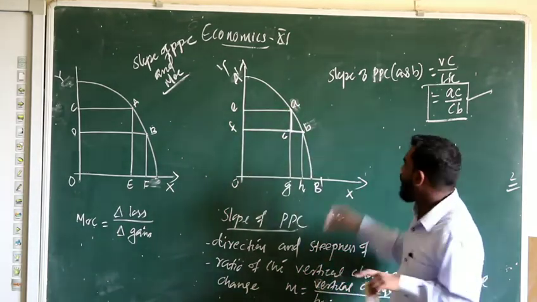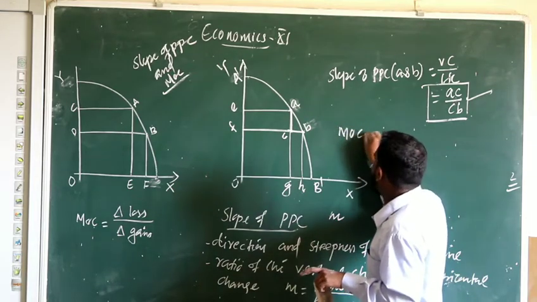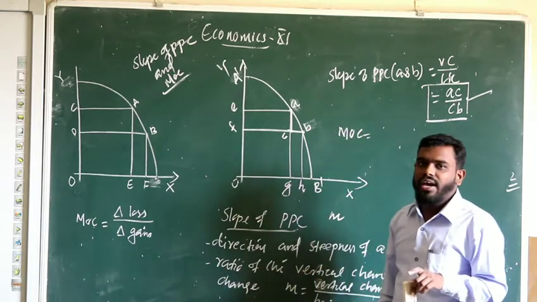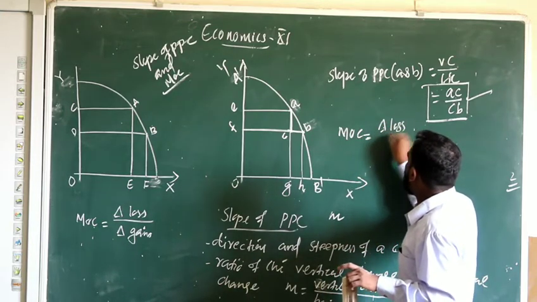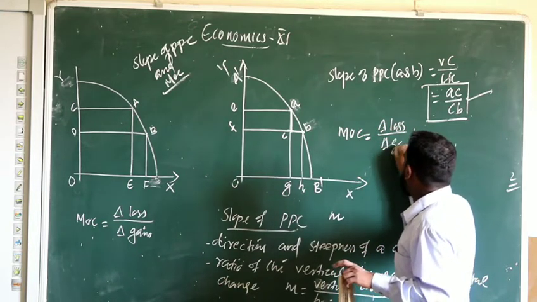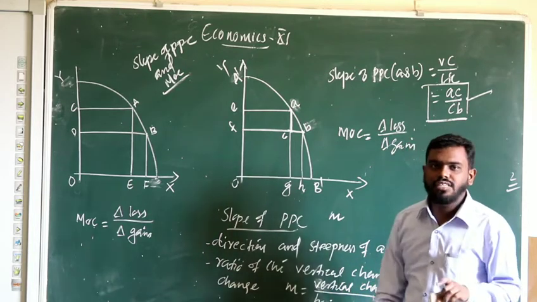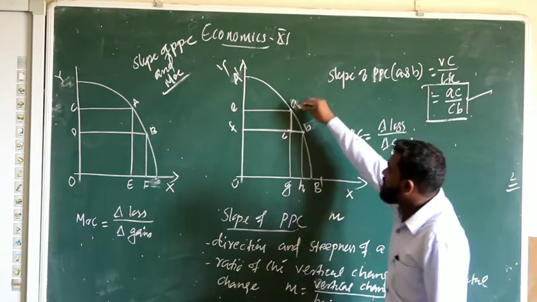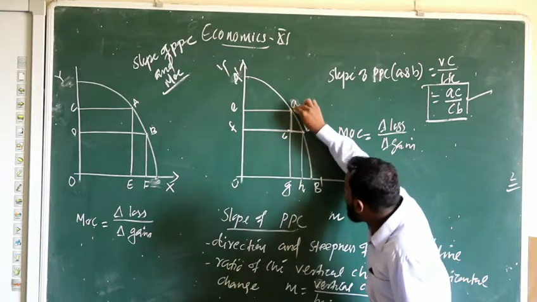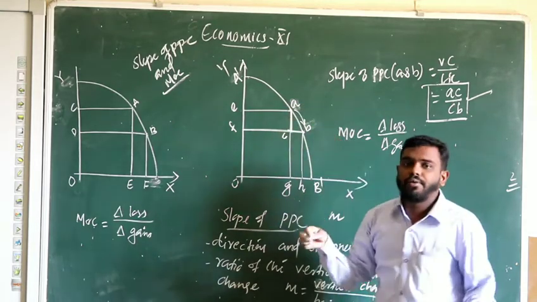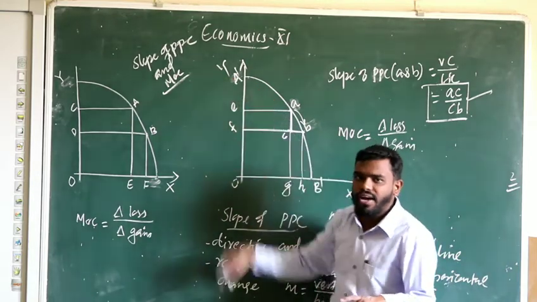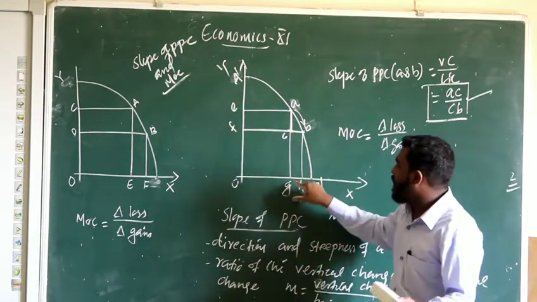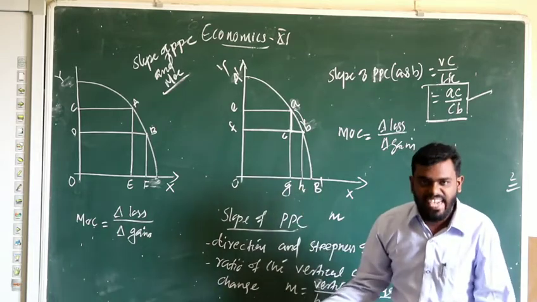Now we are going to find MOC. Okay, MOC, what is the formula of MOC? Delta loss upon delta gain. Initially the economy was at point A and they moved to point B. As a result, they sacrificed some amount of commodity Y and they got some additional amount of commodity X.